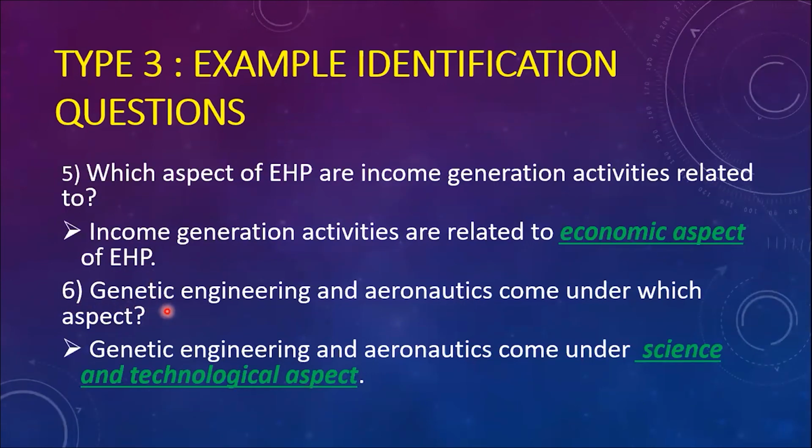Let's go to 6 number. Genetic engineering and aeronautics come under which aspect? So you can say genetic engineering and aeronautics come under science and technological aspect.